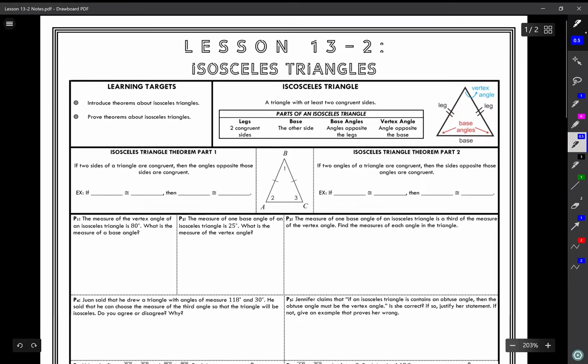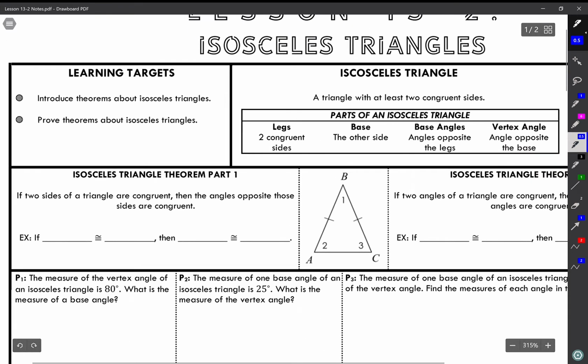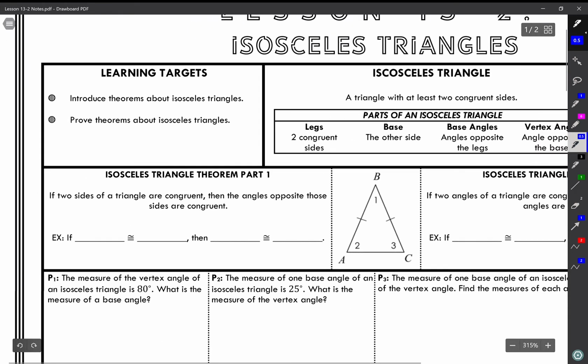Okay, this is the second video in the activity 13 and activity 15 video series. Lesson 13-2 is titled Isosceles Triangle. It's the second and last video in activity 13. Our learning target for this one will be to introduce theorems about isosceles triangles, and we won't actually prove any theorems in here, okay?